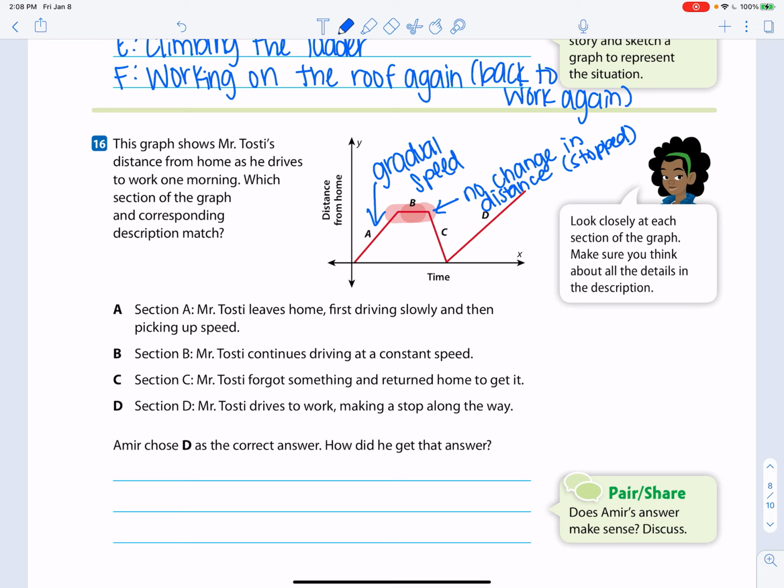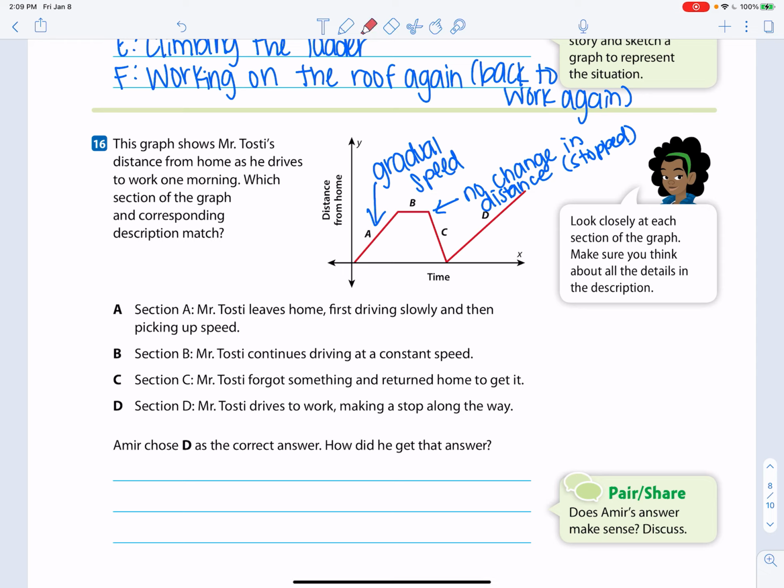And if he stopped somewhere, our section B in our multiple choice says that he continues driving at a constant speed. Time is still moving on, even though Mr. Tosti hasn't increased or decreased his distance from home. So I would not agree with this section B here, where it says that he's driving at a constant speed. I would think that he's stopped somewhere. So is he driving at a constant speed in section B? No, he is not.